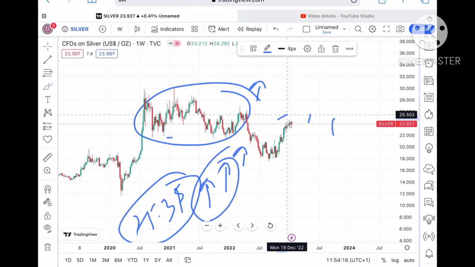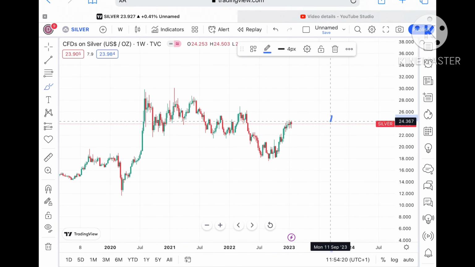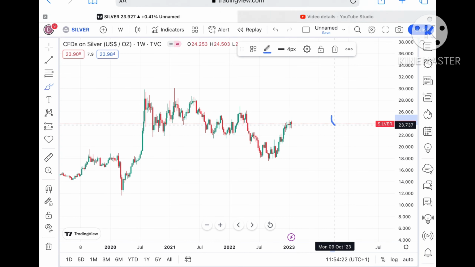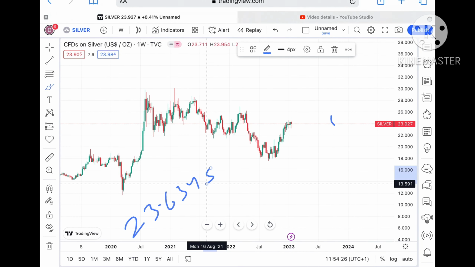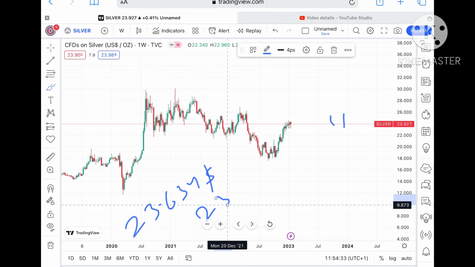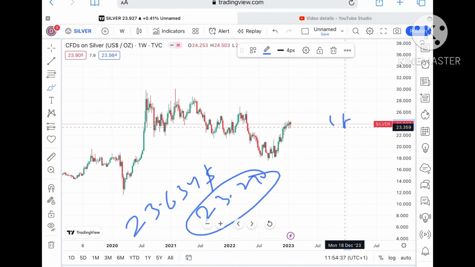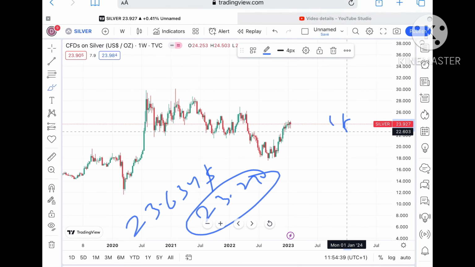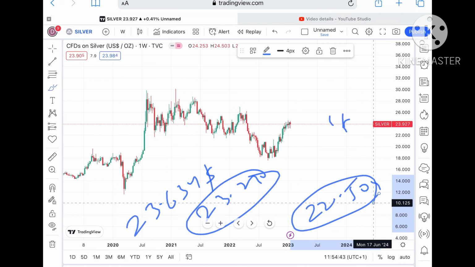But suppose it forms a swing at this particular level, then it can come down again to a level of $23.634. Once it starts moving below that level, we can see a support coming at around $23.234, which is a weak support. So chances are very high it can fall further low, and a probability of touching 22.504 is there. Keep this in mind.